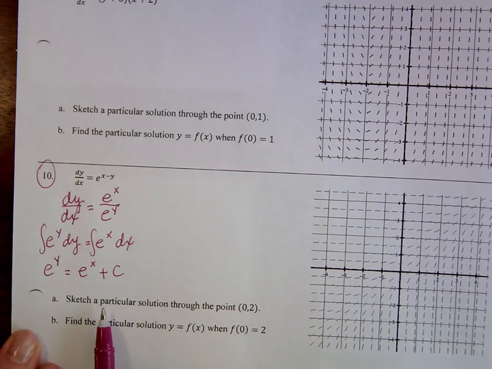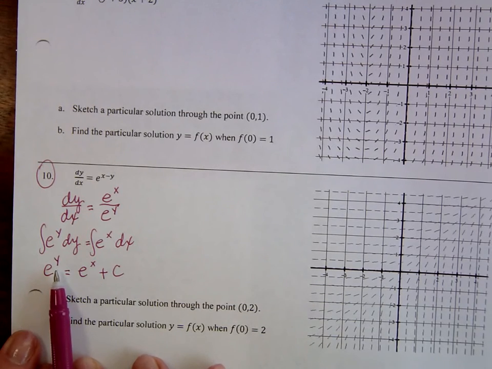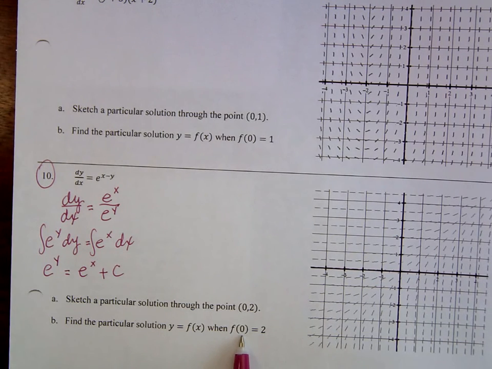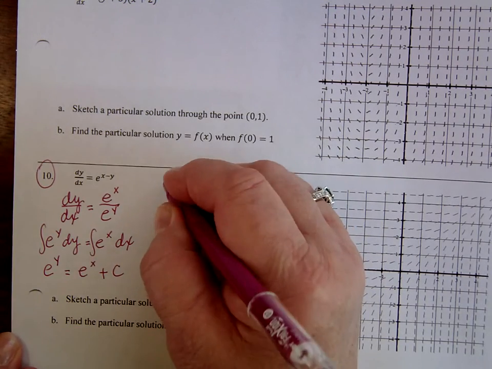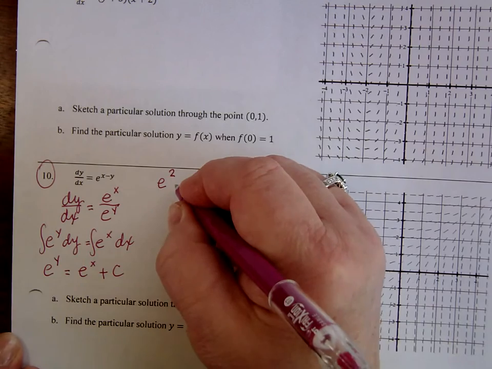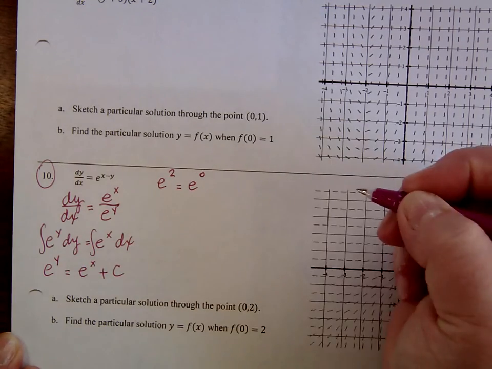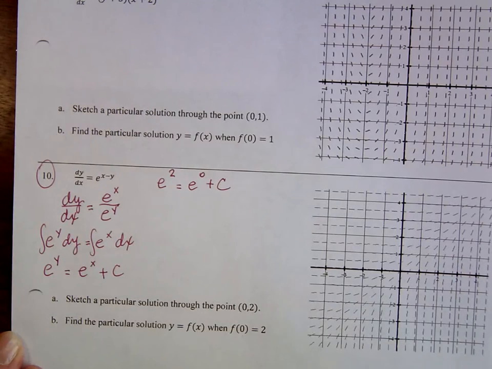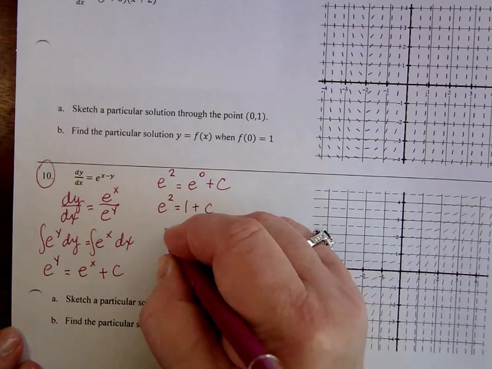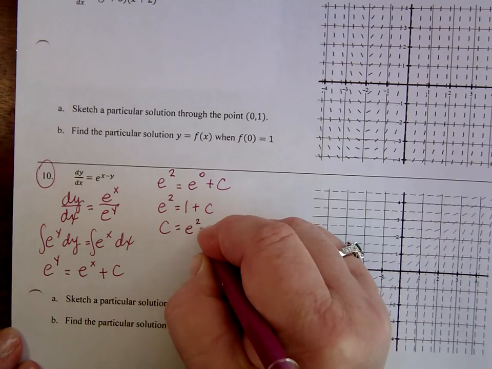Now ultimately I'm going to solve for y in this equation, but I'm not quite there yet because, if I read through, they want us to not only sketch the particular solution, which we'll do in just a second, they want us to find the particular solution, and they gave us an initial condition that when x is 0, y is 2. And so if I plug that into this to see what c is, it's going to be e squared, my y is 2, equals e to the 0 plus c. And we know anything to the 0 power is 1, so this stays e squared equals 1 plus c. And so c is equal to e squared minus 1.